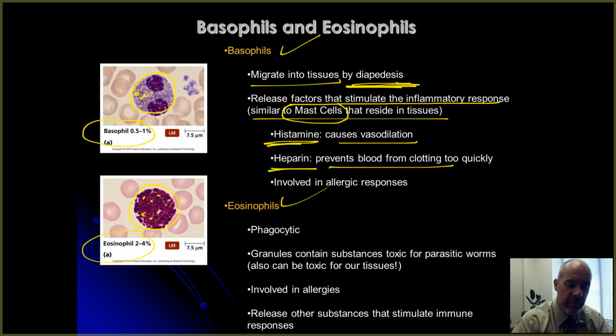Basophils are also thought to play some role in allergic responses, allergies, which we'll talk a little bit about at the very end of the unit.